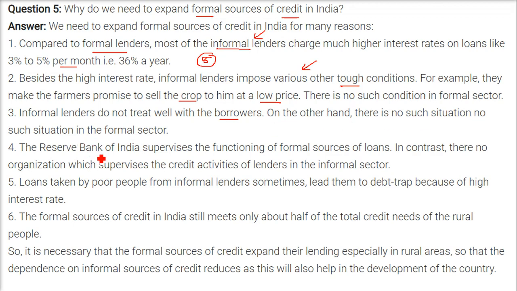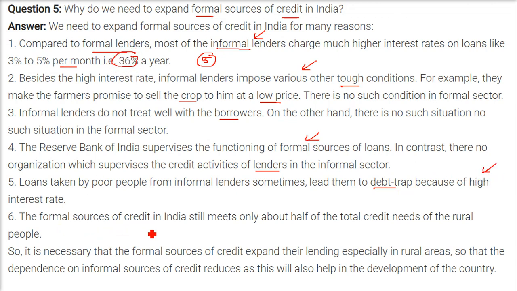The Reserve Bank of India supervises the functioning of the formal sectors, banks and the cooperative societies, while there is no organization that can supervise the credit activities of the informal lenders. It can be anyone. You can be a lender also. Loans taken by poor people from informal lenders, sometimes these people may end up in a debt trap because of the very high interest rate of this kind.